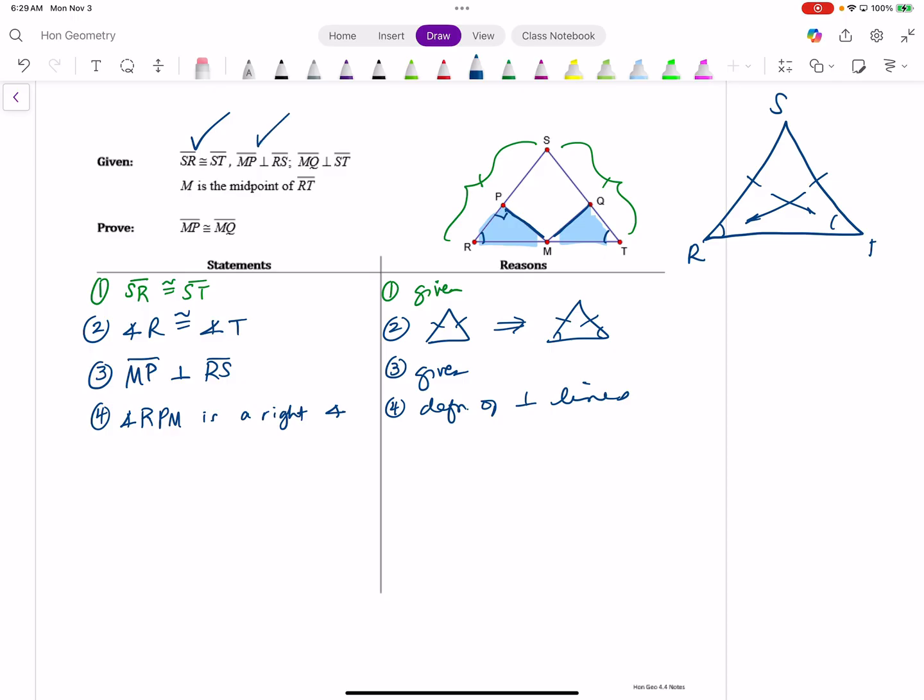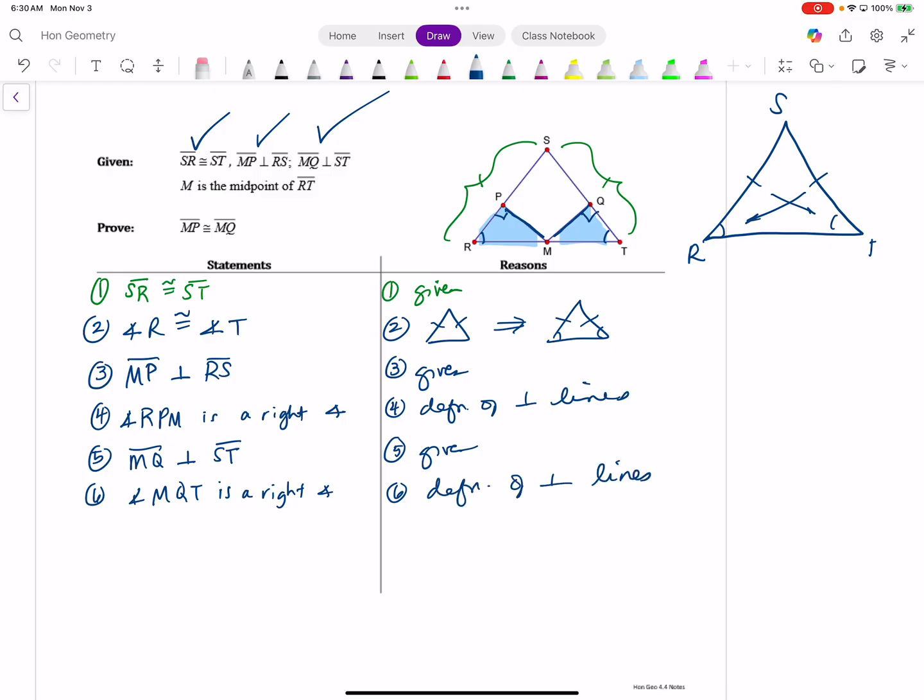Okay. I also know that MQ is perpendicular to ST. So that makes that a right angle. Got all my givens. That means angle MQT is a right angle because that is also the definition of perpendicular lines.